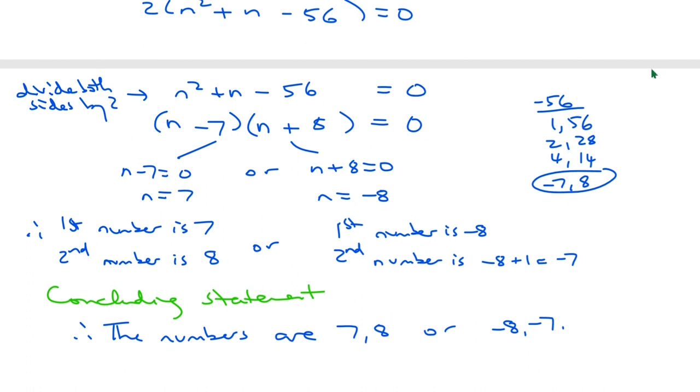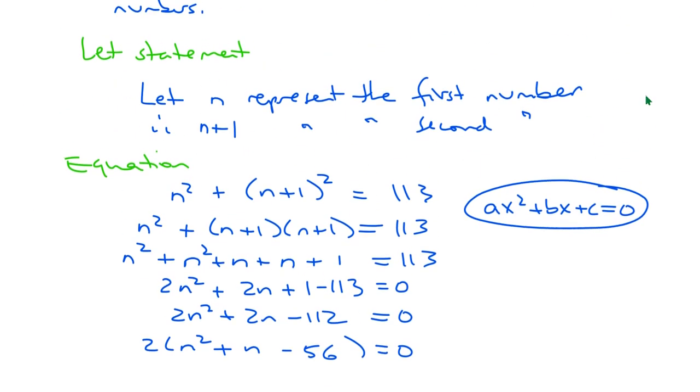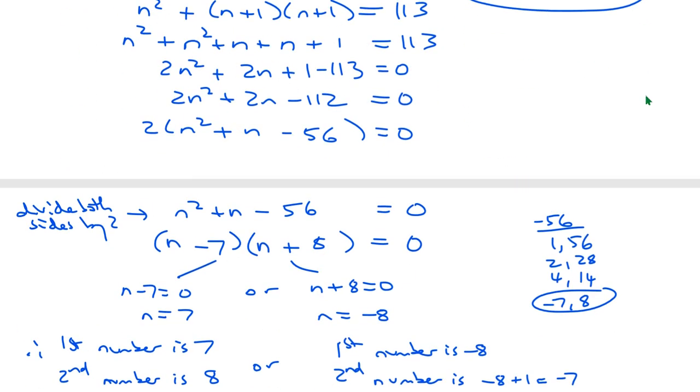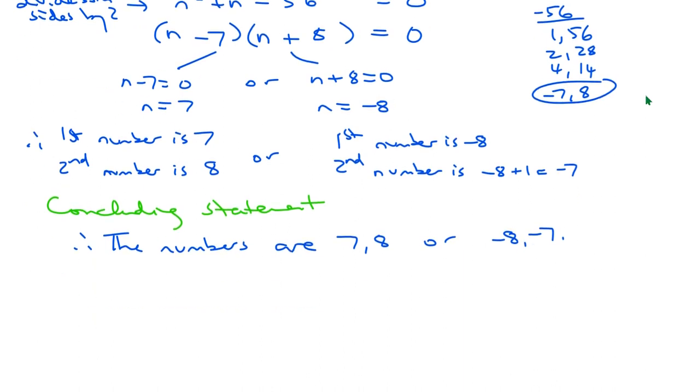So when we do a word problem with solving equations, we're going to have three parts. We have a let statement that introduces the variable. We have an equation, which we're then going to solve. And then we have the concluding statement in which we have to interpret the solution that we got so that it makes sense for the question. Okay, so that's one type of problem.